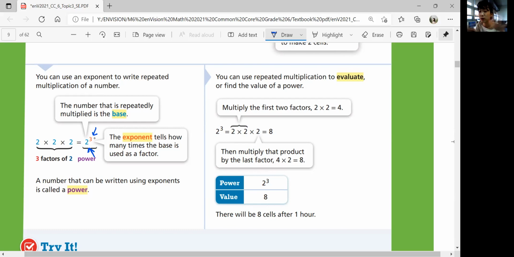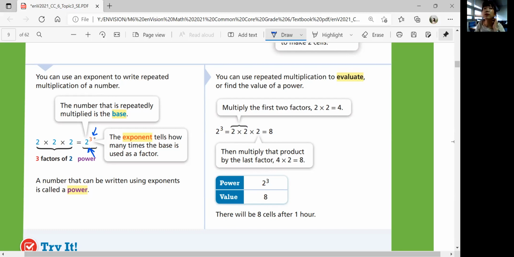Okay, do not use 3 in your multiplication. Just count the number of times you're multiplying. Okay, this is also called the power. Okay, you have 2 to the power of 3. Or you can also read that as 2 to the 3rd.